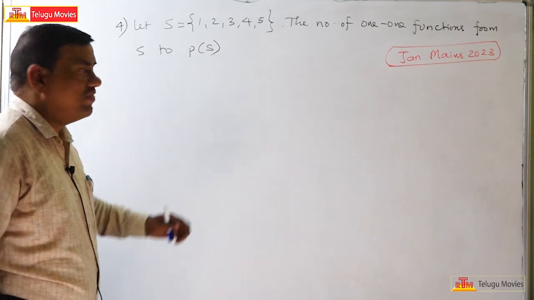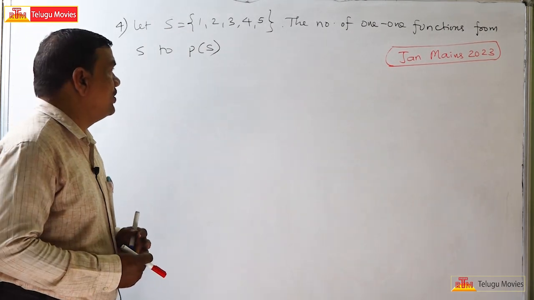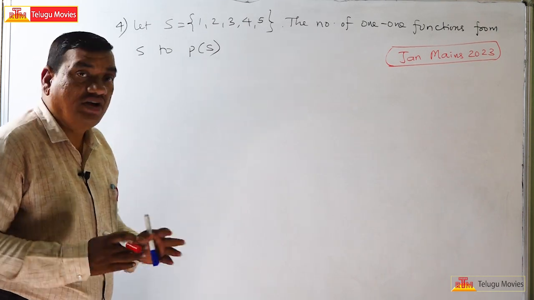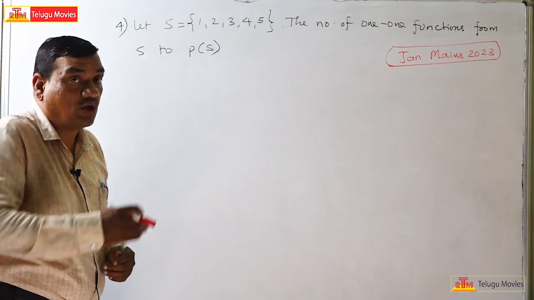See, this problem is very easy. Let S be a set containing the elements 1, 2, 3, 4, 5. There are 5 distinct elements. Then find the number of one-one functions from S to P of S. P of S means the power set of S.